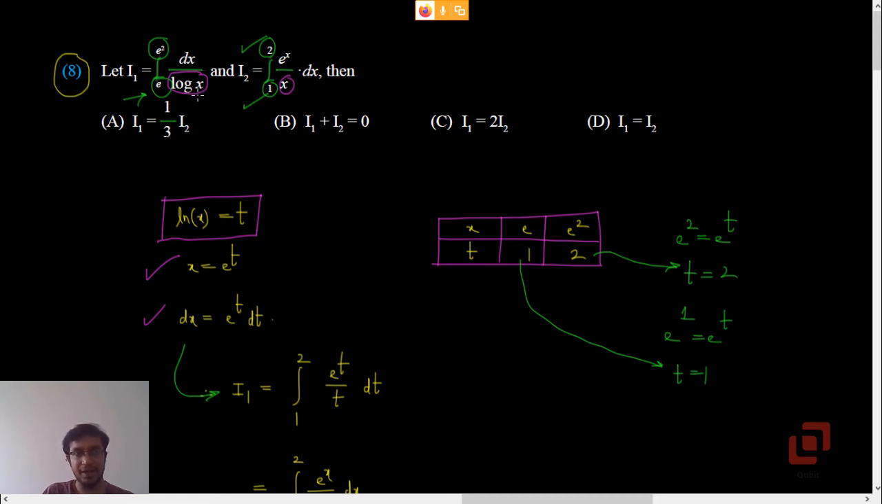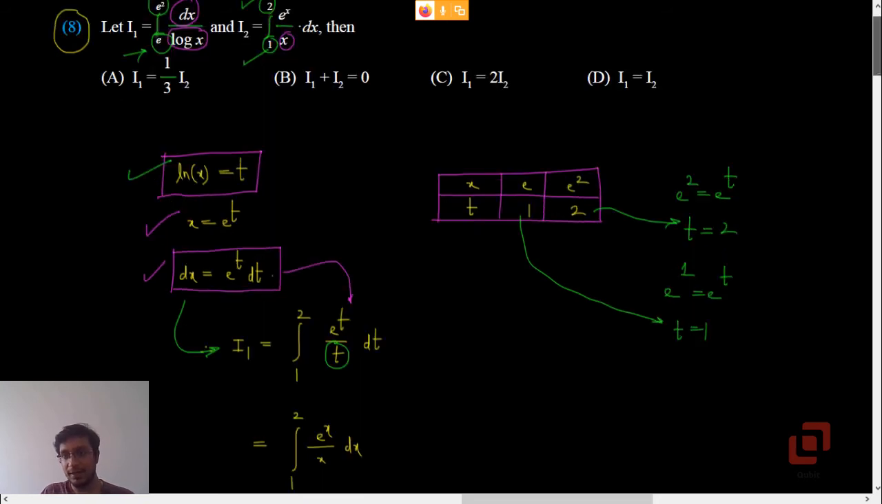First of all, let's take care of log of x. Okay, log of x is t. So if log of x is in the denominator in the integrand, that will be t. Now let's talk about dx, the differential. What is dx equal to? Dx is equal to e to the power t dt. Yes, so that will be e to the power t dt.